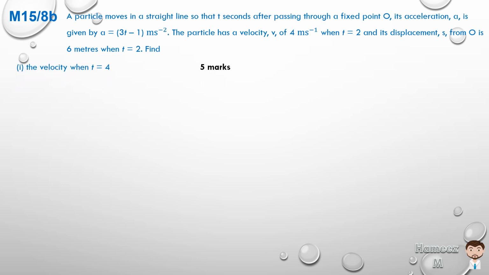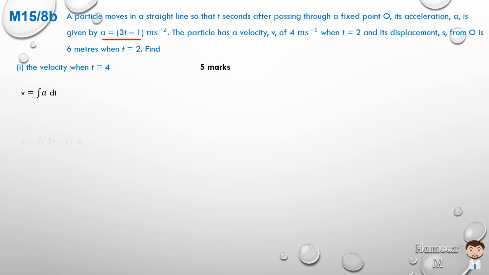So let's recall what information we have that is helpful. We know the acceleration, a, which is 3t minus 1, and they want us to find the velocity. Velocity is equal to the integral of a with respect to t.